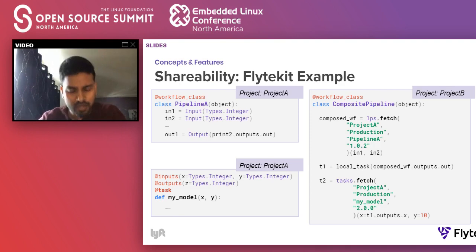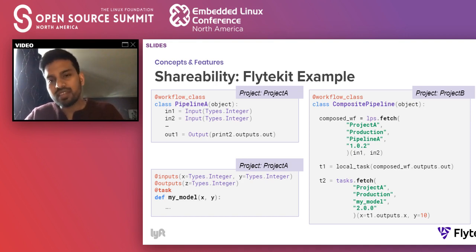What do I mean by that? Let's take an example. Project A on the left-hand side has a pipeline A, which let's assume it's a feature engineering pipeline. So you're taking in some data sets and computing some features from it. They also have a model which works with that feature. Project B on the right-hand side wants to use the same set of features, but apply another transform to those features, and then run the same model.